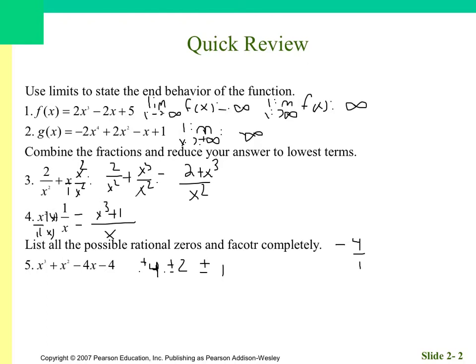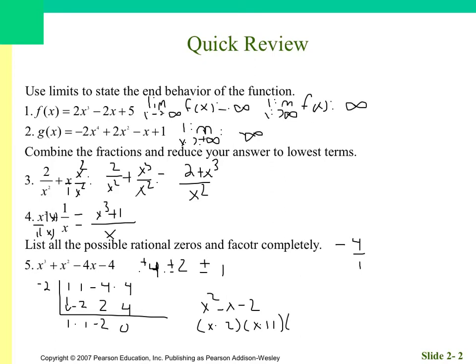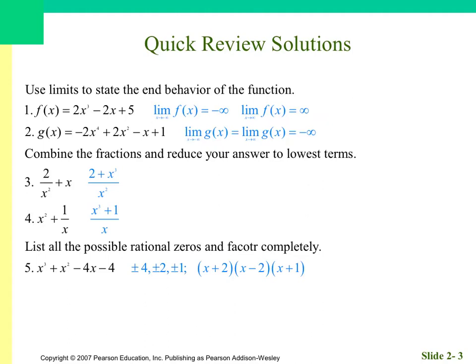So negative 2 is one of them, so I'm going to use that. Remember synthetic division. And then I have x squared minus x minus 2. And then that would factor into x minus 2, x plus 1. And I also have x plus 2. So there we go. Let's see if we did them all right. We did.